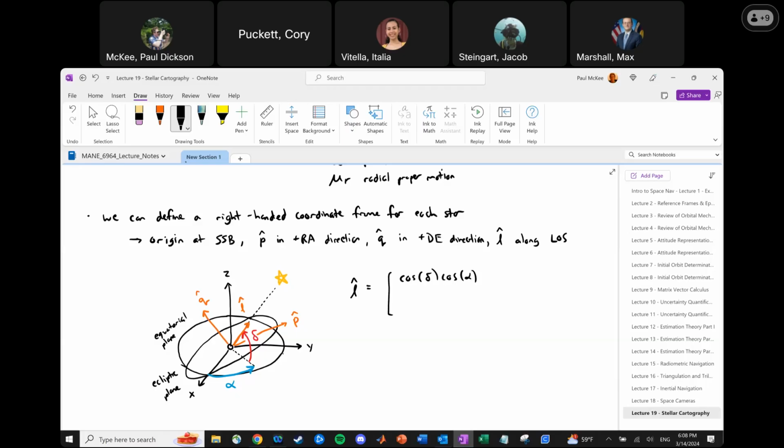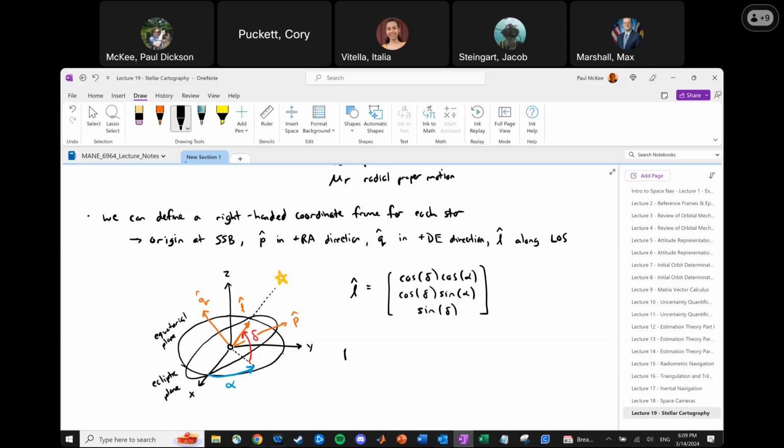To project L onto the Y direction, we would take the cosine of declination to project it onto the XY plane, and then the sine of right ascension projects it onto the Y direction. And then if we want to project it onto the Z direction, that's just the sine of declination. Okay, so what is the P direction?